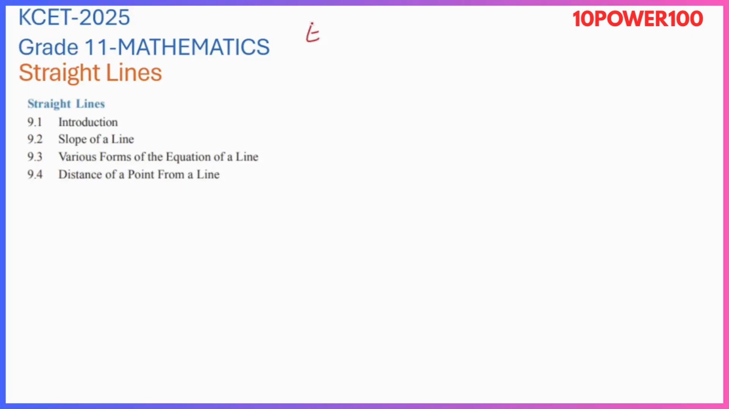Next we have equation of lines. The first one is when 1 point and 1 slope is given. That is the point slope formula: y minus y1 is equal to m of (x minus x1). So this is the point slope formula.